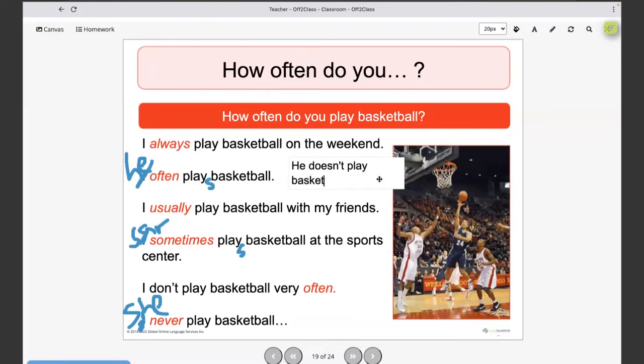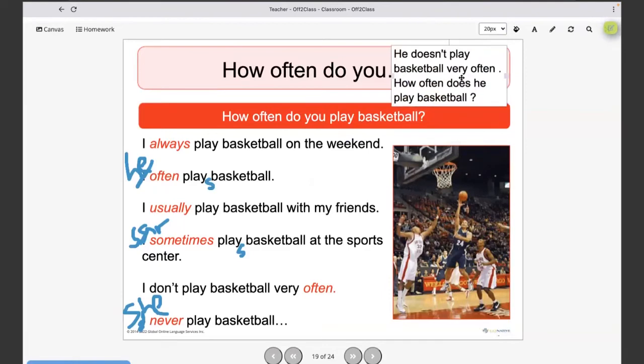Yes. Very often. Bravo. He doesn't play basketball very often. Very often. Excellent. How do you ask the question? How often does he play? Bravo. Plays. We don't say plays in questions and in the negative, we say play. Only in the positive we say plays. Play basketball. Excellent. Bravo. That's it.